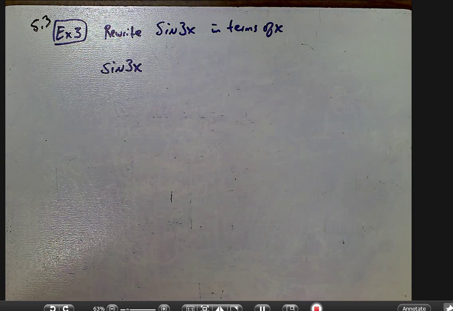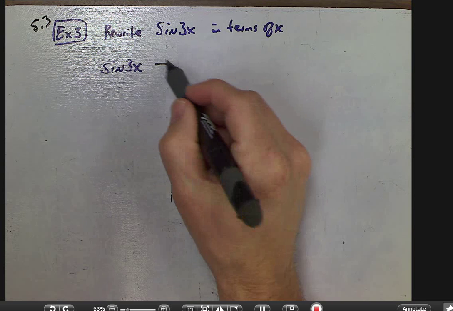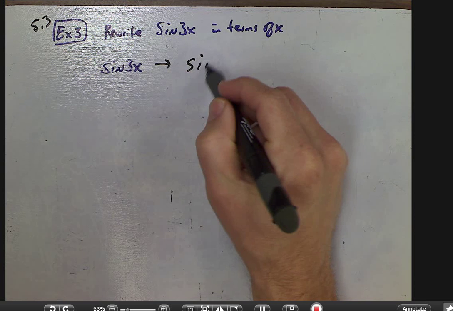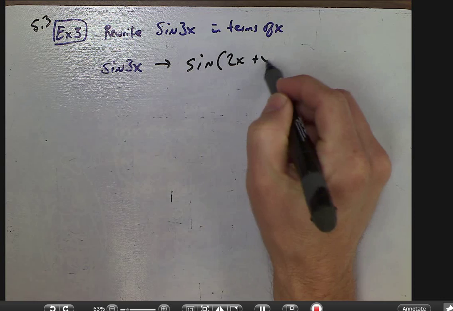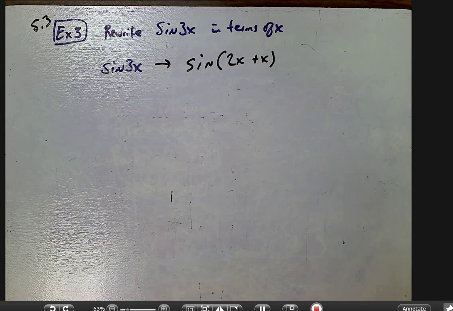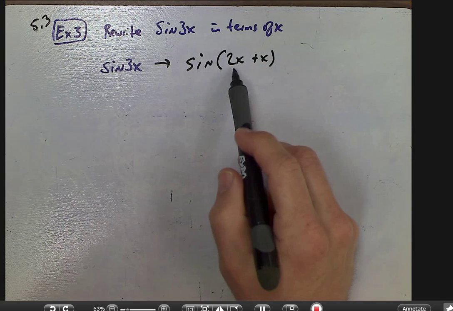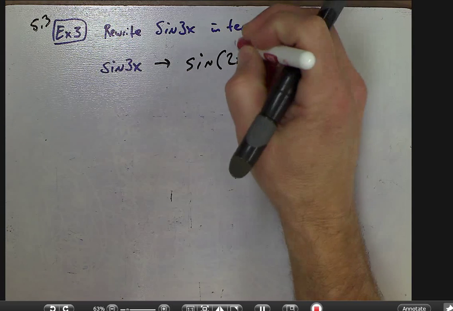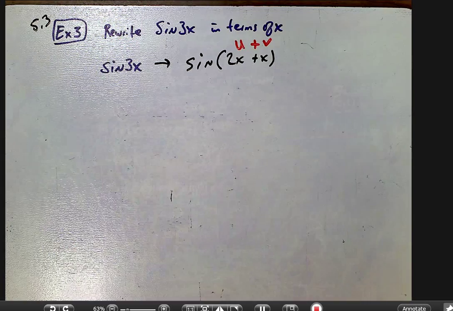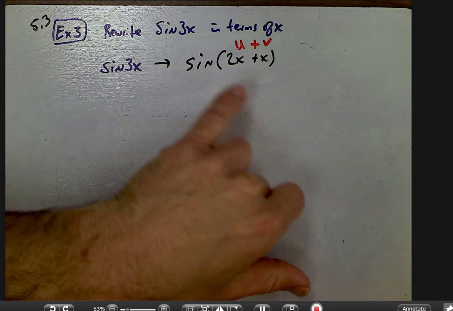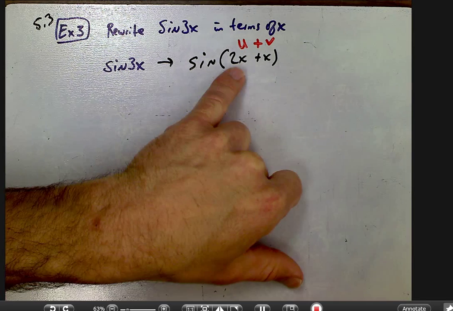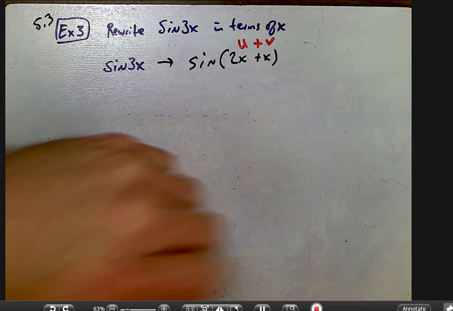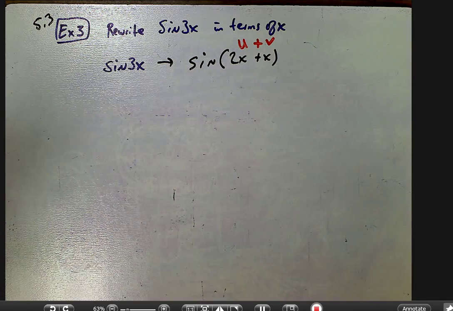First thing I'm going to realize is that the sine of 3x can be written as the sine of 2x plus x. And I do this because, number one, this would be the same thing as we talked about earlier as u plus v. And u and v, I can do sine of x, and I have a formula for sine of 2x. So this should help me simplify it and get rid of the double angle and triple angle thing.